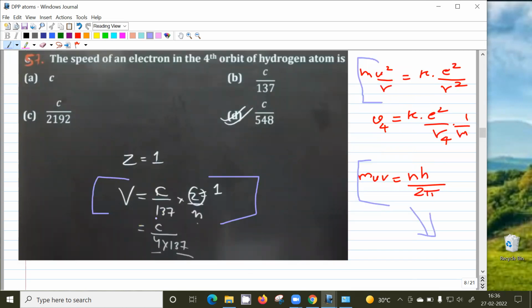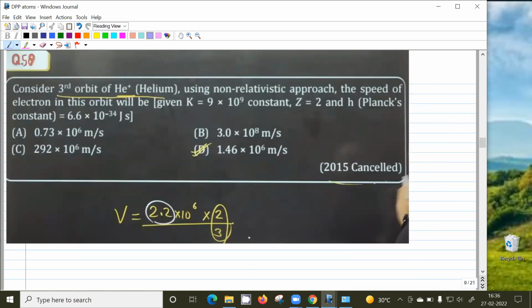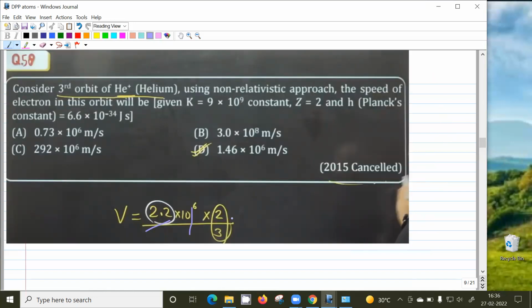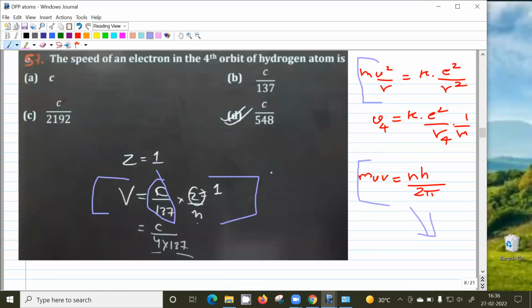C by 137 is approximately 10 raised to 6, so that's what he's having here, 10 raised to 6. And the exact value is 2.2 into 10 raised to 6. So C by 137 into Z by n. Z is 2 because it's helium, and he's asking about the third orbit. So maybe you can remember this: velocity is C by 137 into Z by n.